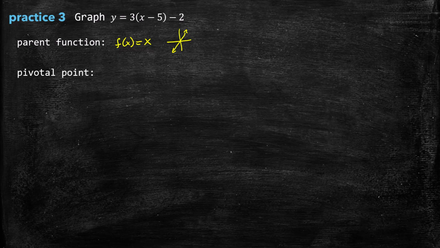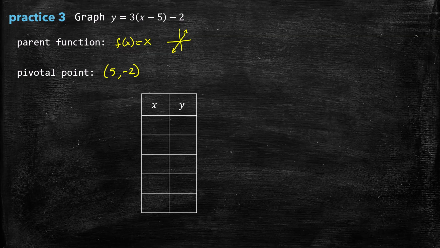But the pivotal point for here, let's run through these again. We have a vertical stretch of 3. We have a horizontal translation to the right 5 and a vertical translation down 2. So that puts our pivotal point at 5, -2. If we put that in our table, 5, -2, because this is a straight line, I only really have to go one value on either side. And if you plug 6 in, I'll let you do that, you get 1. And if you plug 4 in, you get -5.